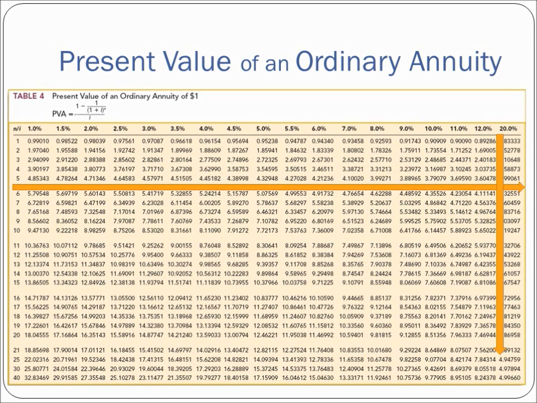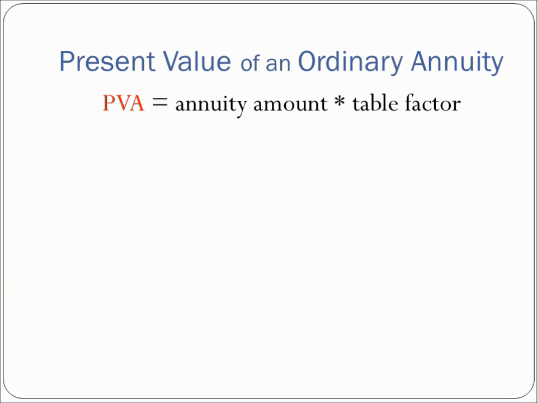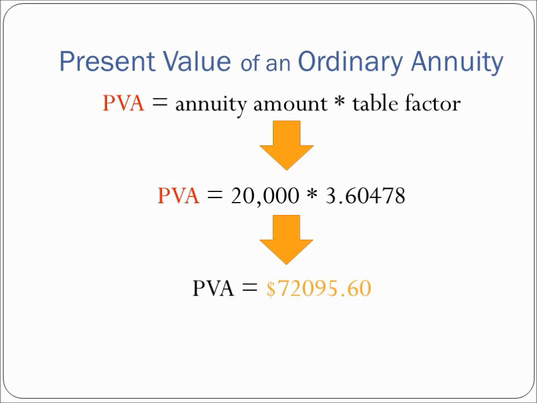Now we need to solve for the present value of the ordinary annuity. While we do have to use a different table, the factor is found in the same manner by finding the intersection of 5 periods at 12% interest. We can see that the table factor to solve for the present value of an ordinary annuity is 3.60478. Plugging our values into the equation, we can see that the present value of an ordinary annuity is $72,095.60.